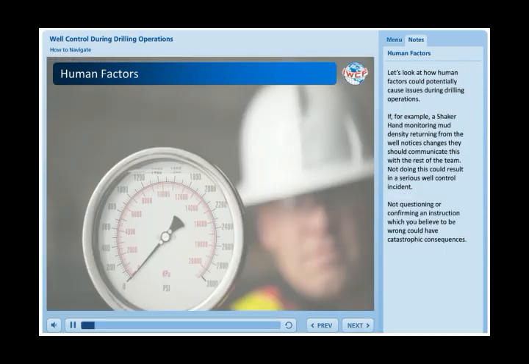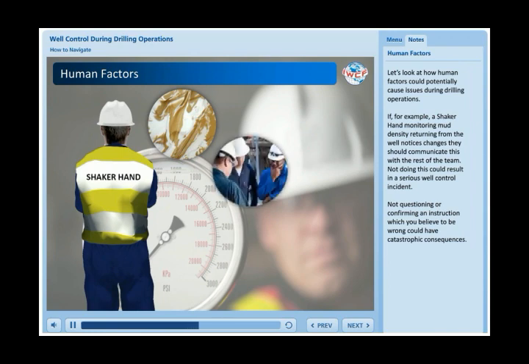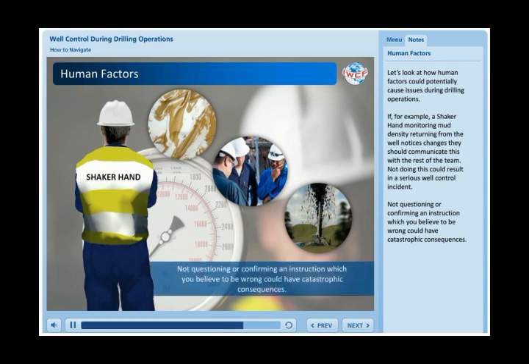Let's look at how human factors could potentially cause issues during drilling operations. If, for example, a shaker hand monitoring mud density returning from the well notices changes, they should communicate this with the rest of the team. Not doing this could result in a serious well-control incident. Not questioning or confirming an instruction which you believe to be wrong could have catastrophic consequences.